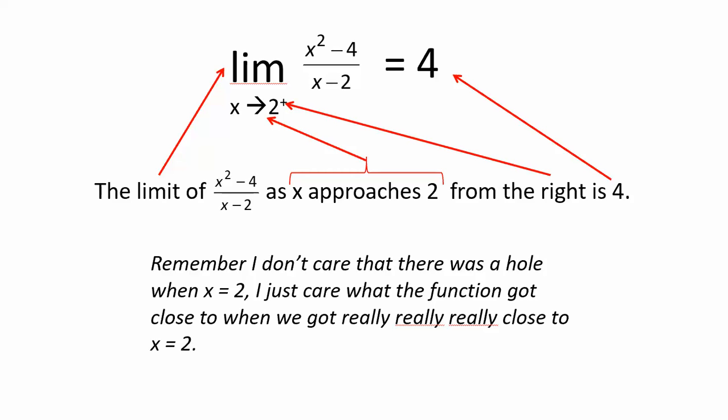Again, the way you're going to see this written in your textbook, the limit of x squared minus 4 over x minus 2 as x approaches 2 from the right is equal to 4. Now in this case, the limit from the left and the right ended up being the same value. We'll explore more about this later on. But in order for a limit to exist at a point, we do have to have those two one-sided limits be equal.